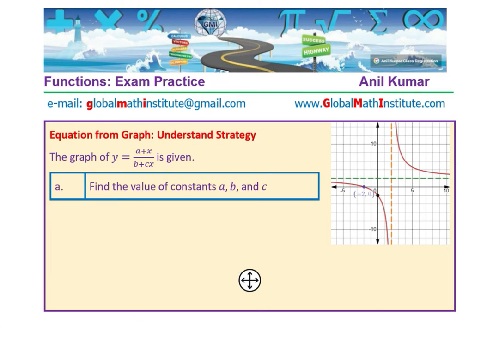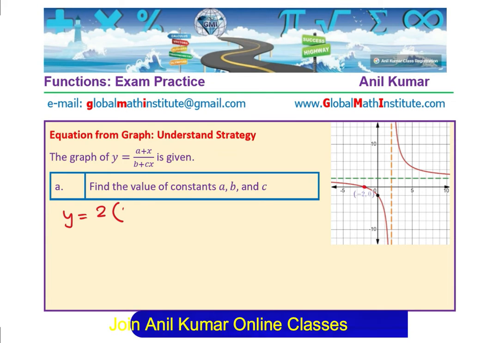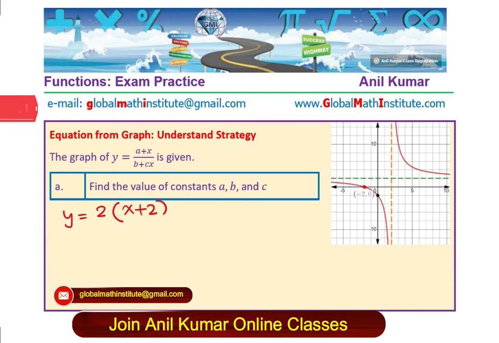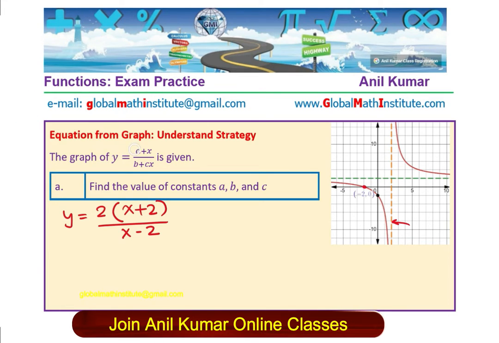So we have the equation as y equals 2 times... When is this x-intercept? Minus 2 means x plus 2 is a factor in the numerator. Vertical asymptote at x plus 2 means x minus 2 is the factor. Now, it is important to see that the equation given to you is a plus x over b plus cx. So I cannot multiply by 2 here.